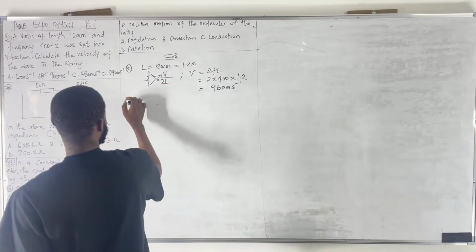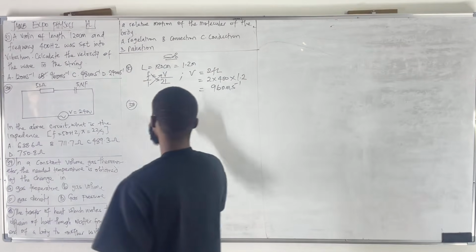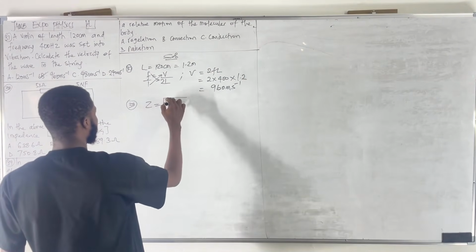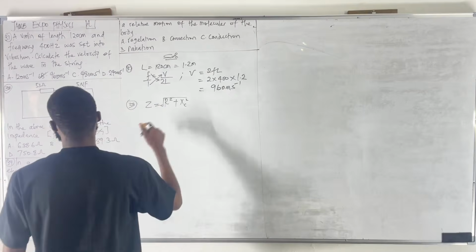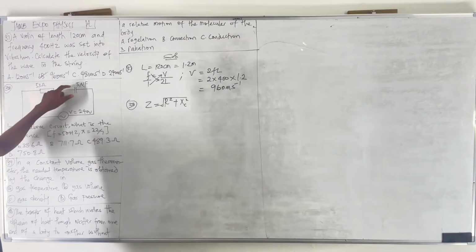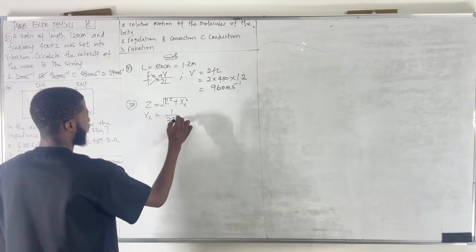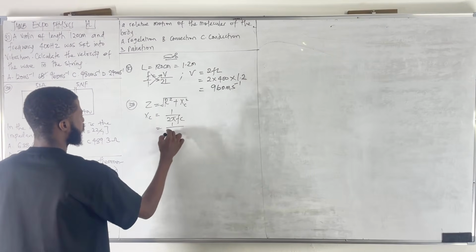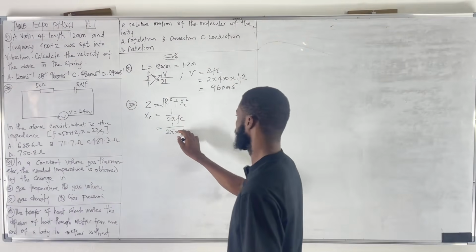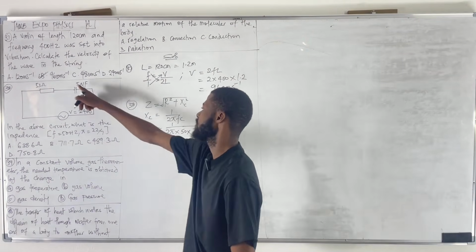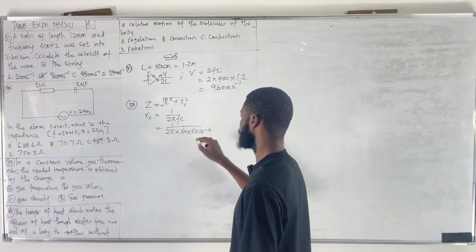The next one is number 38. It says in the above circuit, what is the impedance? First of all, impedance is Z and is the square root of R squared plus XC squared, because in this case we only have a capacitor. To find XC, XC is 1 over 2 pi FC. So this will be 1 over 2 pi times the frequency, which is 50 Hertz. The capacitance is 5 times 10 to the power of minus 6.